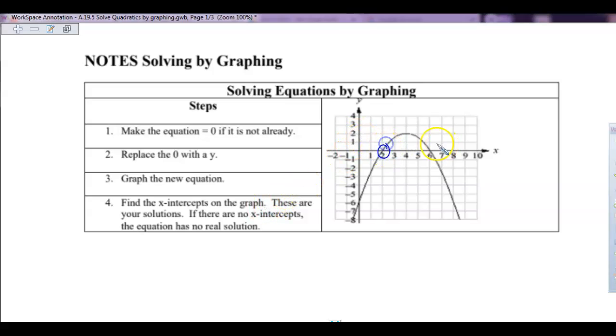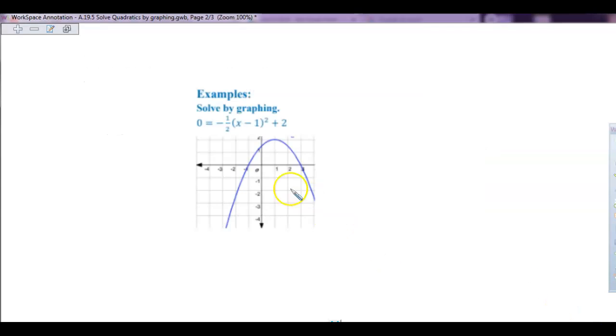So that would be here and here. So these x-intercepts, those are the solutions. If it does not cross, so say it comes like here and goes down, these are not crossing the x-axis, so therefore there is no real solution. Okay? So let's take a look at this one.